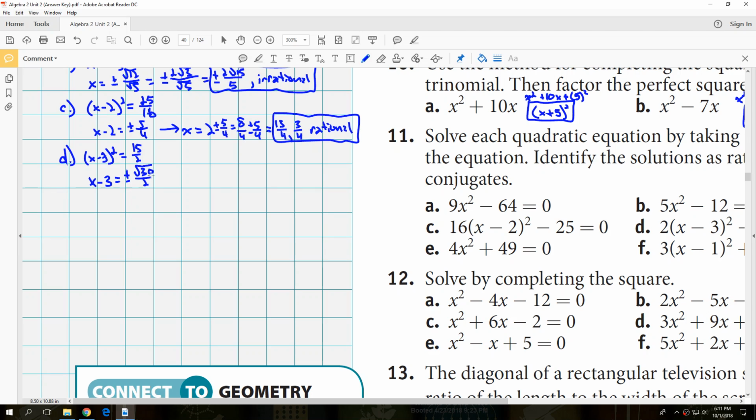Let's see here. Can 30 be simplified? It doesn't seem like it. No, it doesn't. So in this case, moving the 3 over, x is equal to 3 plus or minus the square root of 30 divided by 2. And this cannot be written as a whole number over another whole number, so this is irrational. These are irrational solutions.